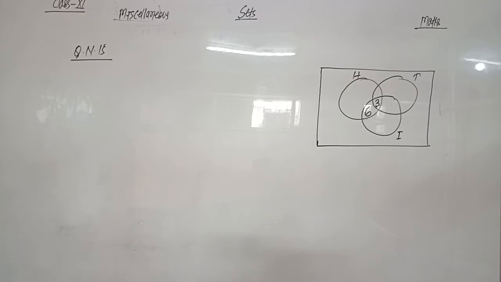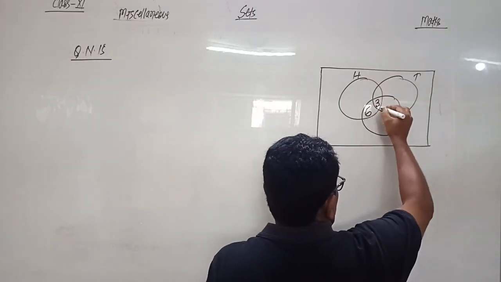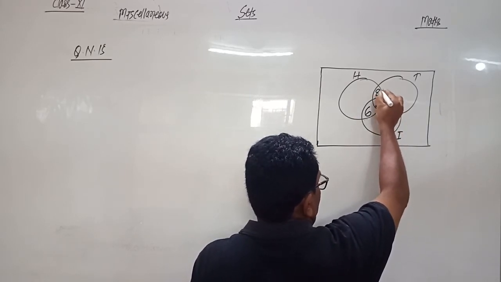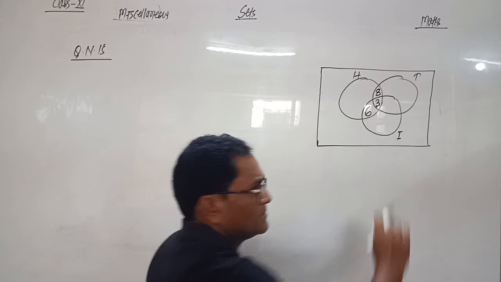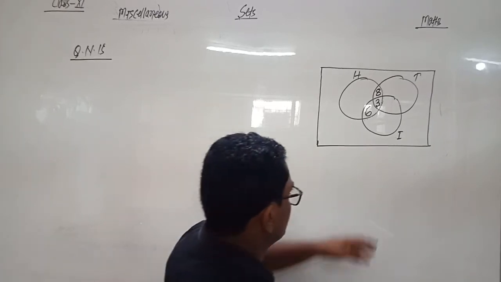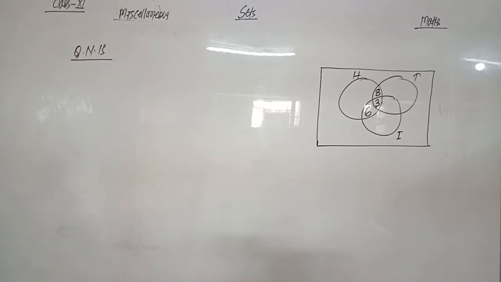Then it is given that 11 read both H and T. The common part is this, in which 11 people read and 3 people are already present, so it will be 8 people. So 8 plus 3, the common region, becomes 11. Now 11 read both newspapers H and T, and 8 read both T and I.